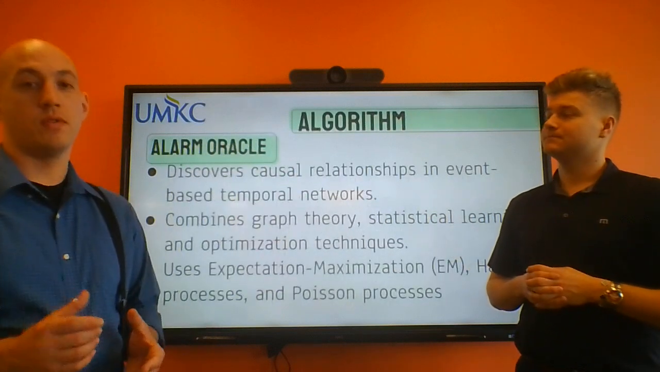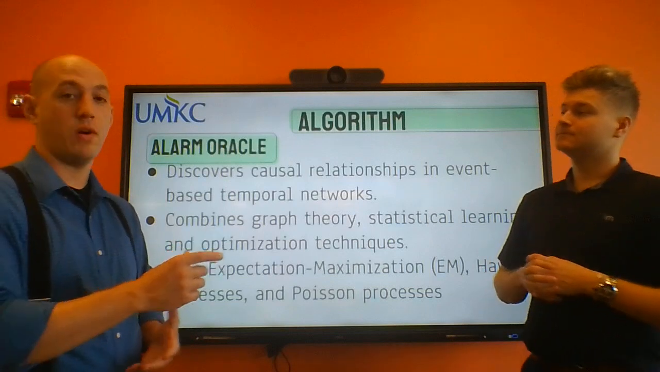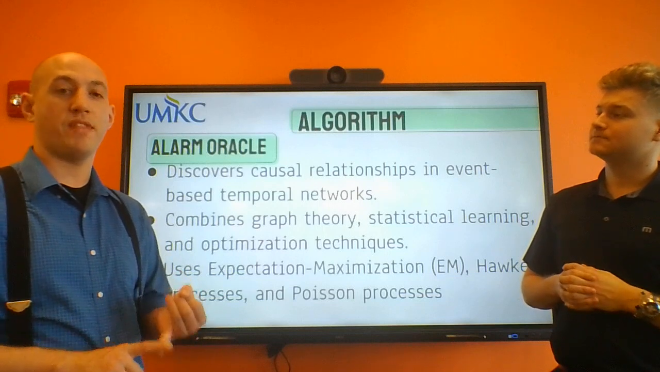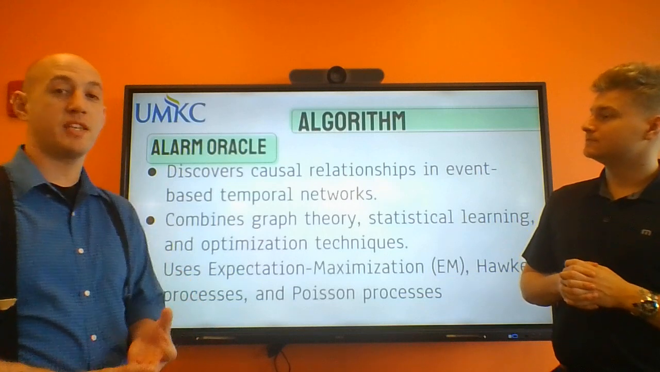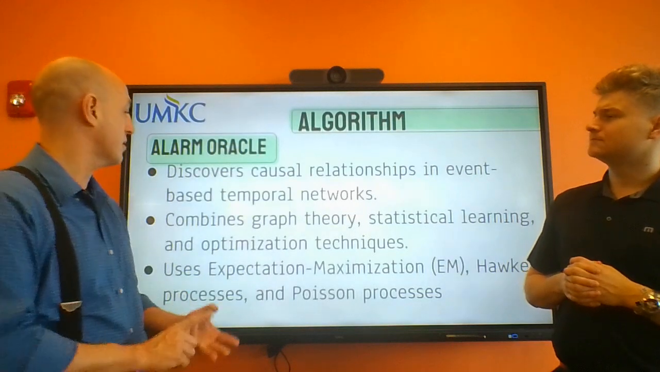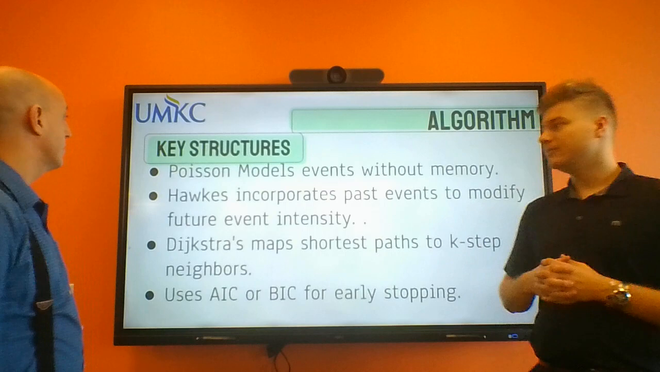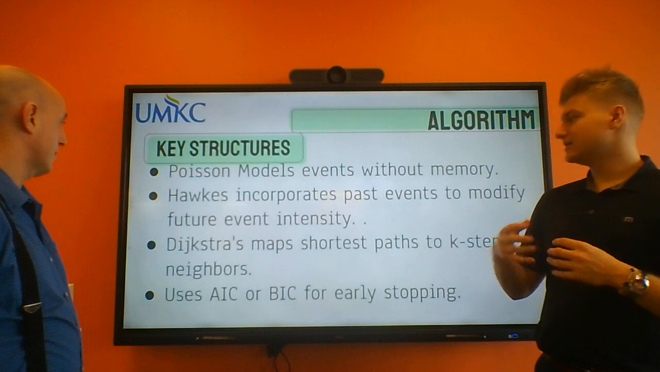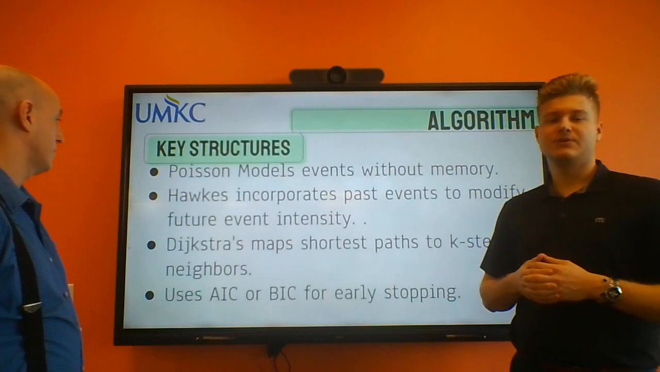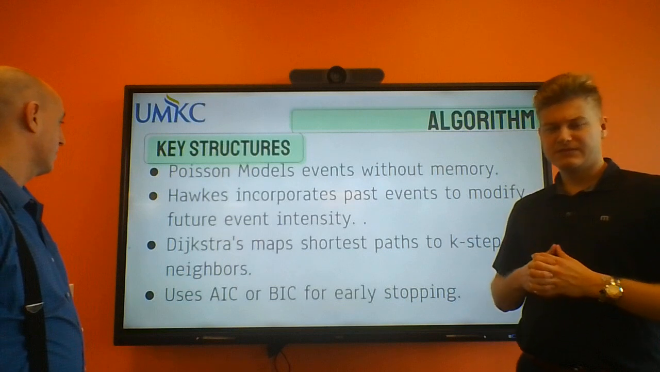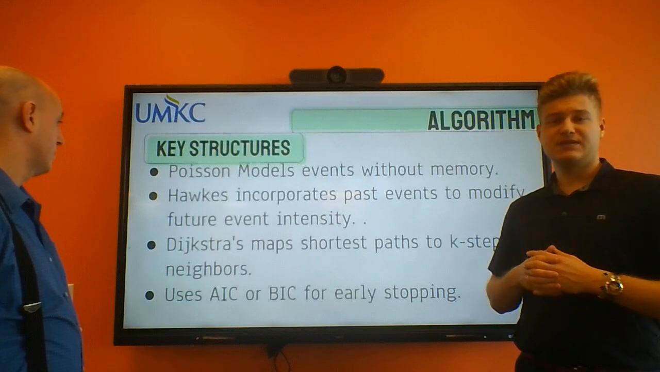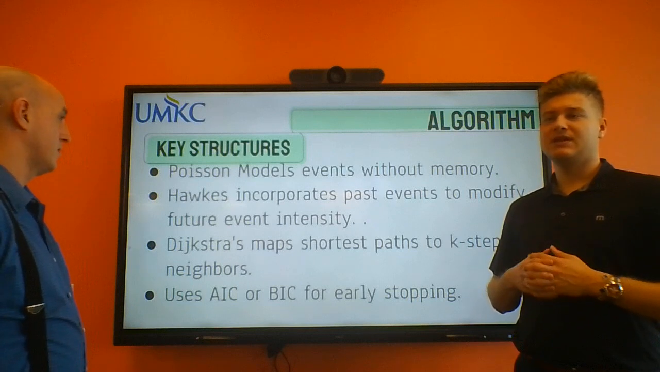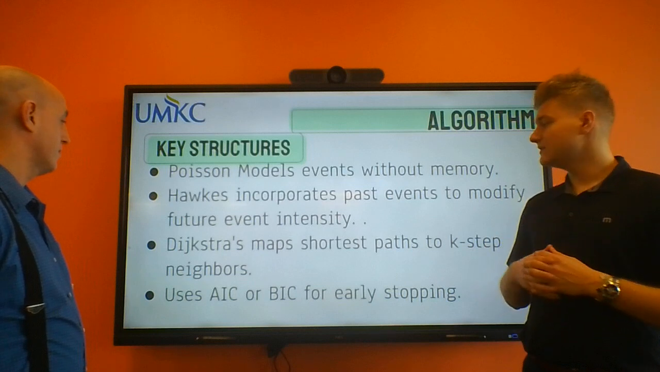AlarmOracle discovers the causal relationships in those alarm logs. That way it can identify these root causes. It uses concepts from graph theory, statistical learning, and many optimization techniques, specifically expectation maximization, Hawkes processes, and Poisson processes. Our Poisson process works without memory, and then our Hawkes process comes in and incorporates past events in order to measure future intensity of these events. Dijkstra's algorithm comes in and measures the shortest k-step path to the neighbors, and we focused a lot on AIC and BIC in order to optimize our model and apply early stopping.